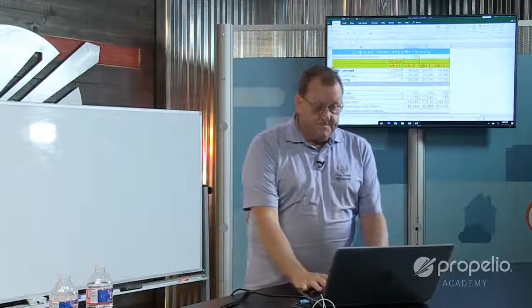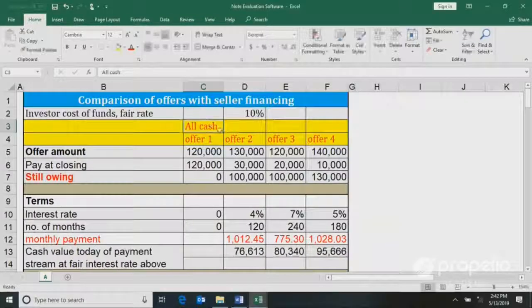That being said, going back to all cash. As I mentioned earlier, if you get an all cash offer, good for you. You should take that, absolutely. Or if you get an all cash offer via institutional financing, fantastic there too. You should take that as well. So we put that as offer number 1.